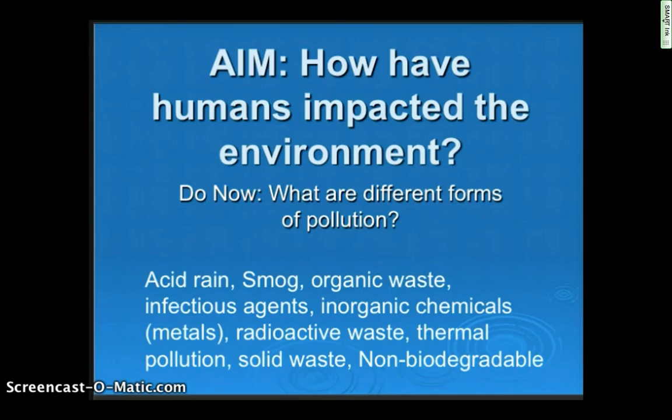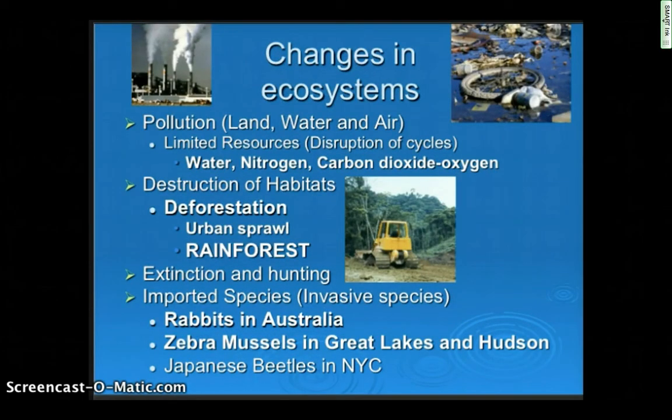All right, let's take a look at different changes in the ecosystem caused by humans. So we have pollution. Now, if you write pollution as a response on your Regents exam, this is not detailed enough because there are so many different types of pollution. So you need to make sure that you're specific. There are several different types of pollution that can happen on land, in the water, and in the air.